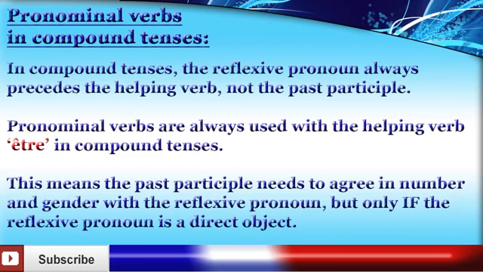In other words, in order to find out whether the past participle agrees with the reflexive pronoun, you need to work out if the reflexive pronoun is a direct or indirect object. You can do that by asking who does or did the action. The first word you get in your answer after the subject is the direct object.